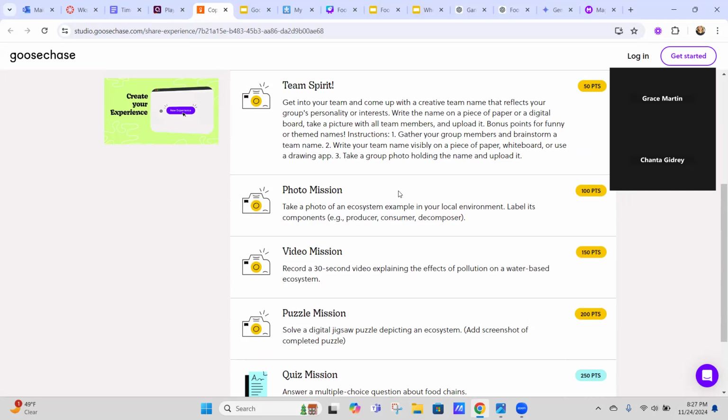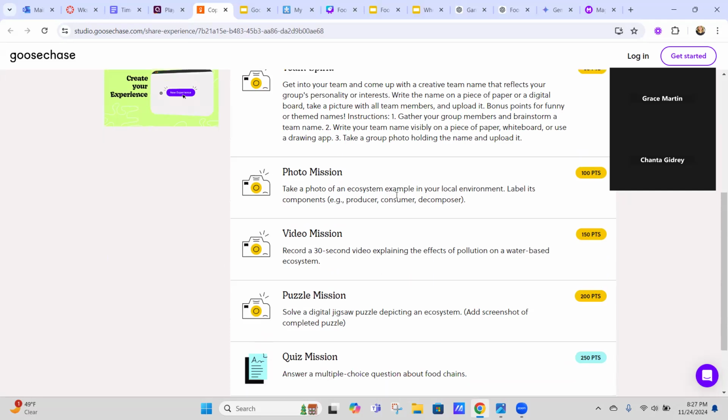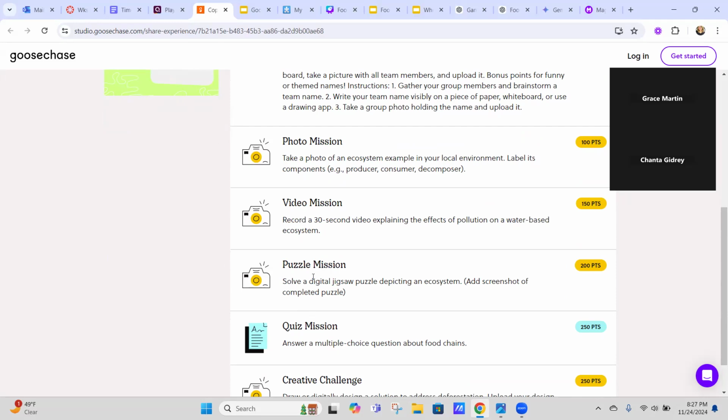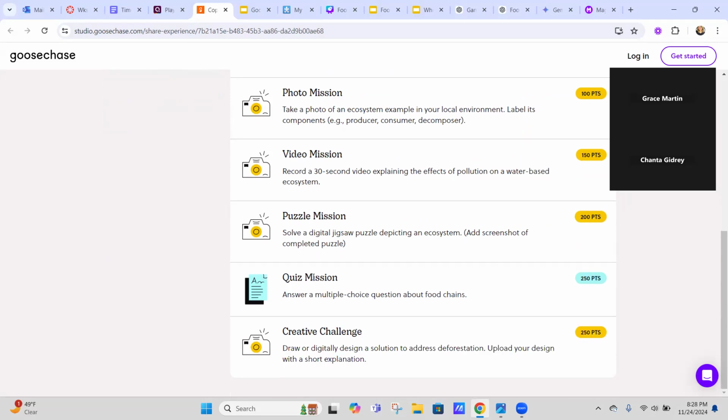For 150 points, they record a 30-second video explaining the effects of pollution on a water-based ecosystem. And then for 200 points, they solve a digital jigsaw puzzle depicting an ecosystem. To complete the mission, they add a screenshot of the completed puzzle. For the quiz, they answer a multiple choice question about food chains. And for their very last challenge, they have to draw or digitally design a solution to address deforestation, and then they upload their design with a short explanation.